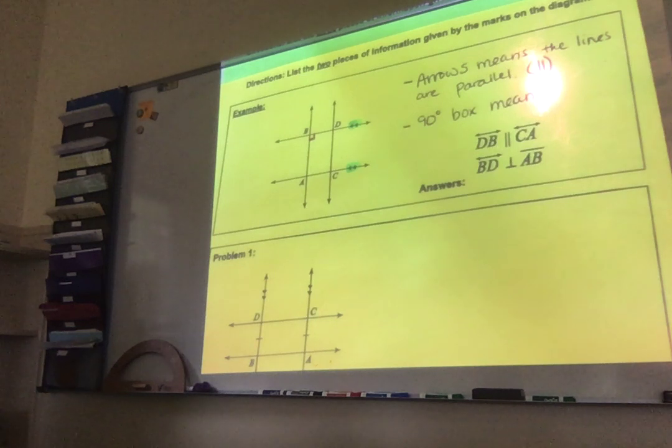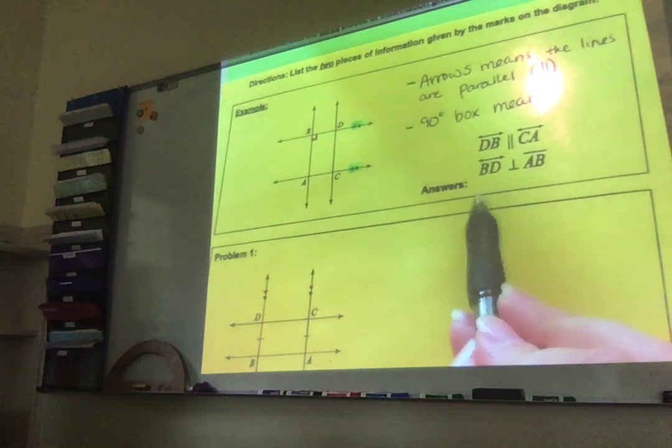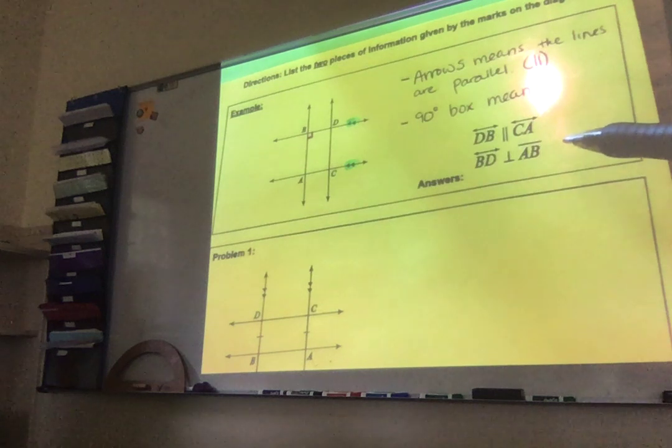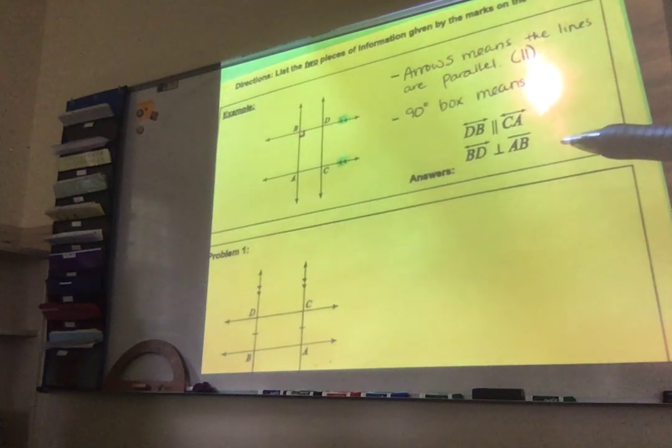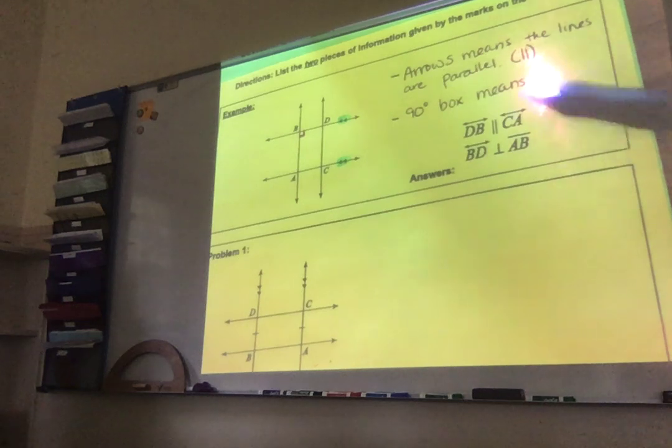Annabelle, can you read that second answer right here? CA over AB. Oh, this one right here, the second one. Are you talking about the line? I'm talking about this statement right here. What does that mean? We've learned about it before. BD, perpendicular. Yeah, so line BD is perpendicular to line segment AB.